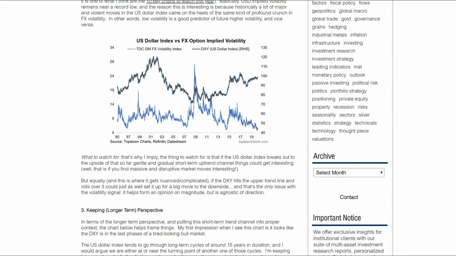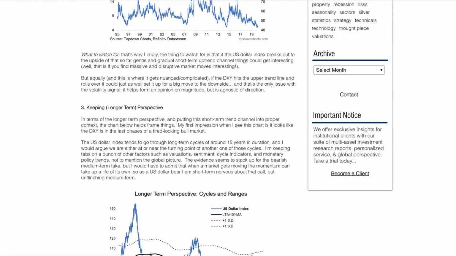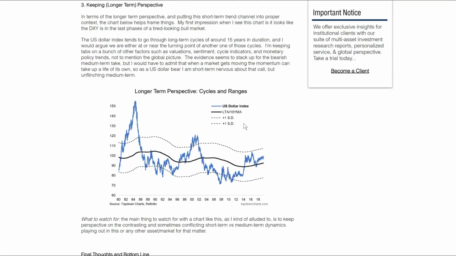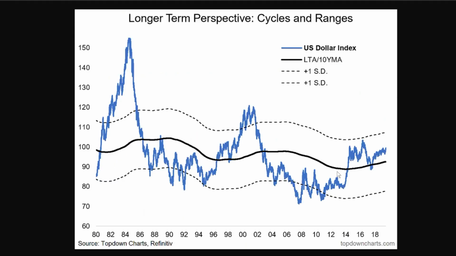And that's the only issue with the volatility signal. It helps form an opinion on magnitude, but is agnostic of direction. So moving into the last chart, this one I've called Keeping Longer Term Perspective. And we'll just blow that chart up again.